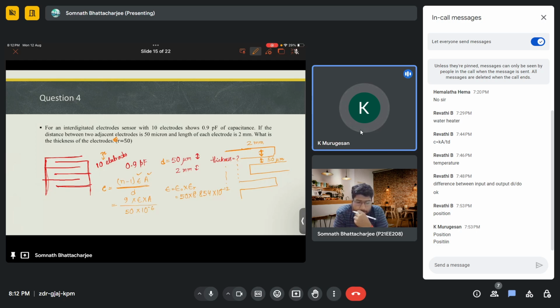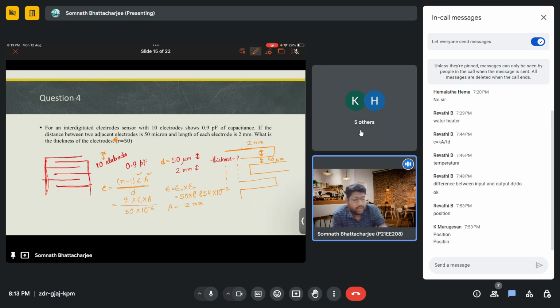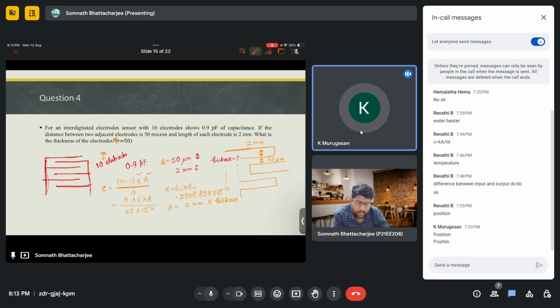And A is the area of the plate. The length of the plate is given, and that is 2 mm. If you multiply by the thickness, you will get the area. In our case, only the length is available, 2 mm, and with that we can find out the thickness. Only the thickness is unknown, right? Area is length into thickness, right? So all the remaining terms are known to us. Only the thickness is unknown.